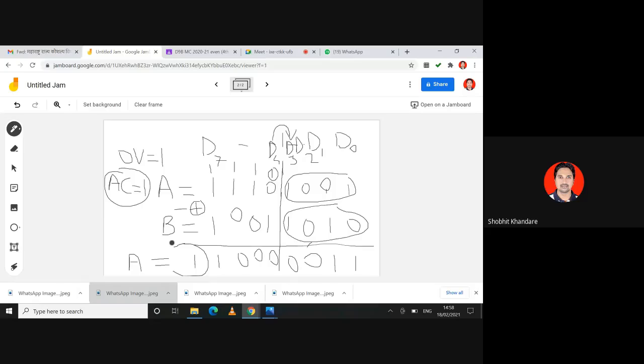Sir, does this happen only for D3 and D4? Yes. Whenever you talk about auxiliary carry, you have to concentrate on D3 and D4. During the addition, see whether the carry is generated from the D3 to D4, or during the subtraction, be careful whether the borrow is taken from D4 to D3. And in either of the two cases, your auxiliary carry will be set.